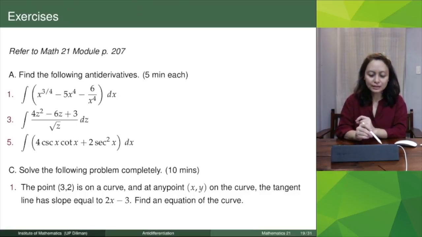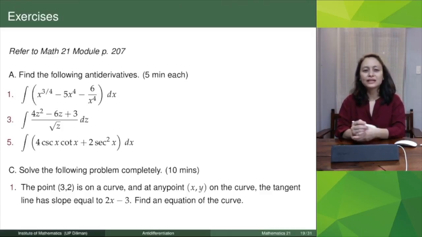And then for C, this is an application of the particular antiderivative. You can allot 10 minutes for this. So try nyo muna to, then watch the discussion video of Dr. De La Cruz. And then on the next video, we'll be discussing finding the antiderivative by substitution.